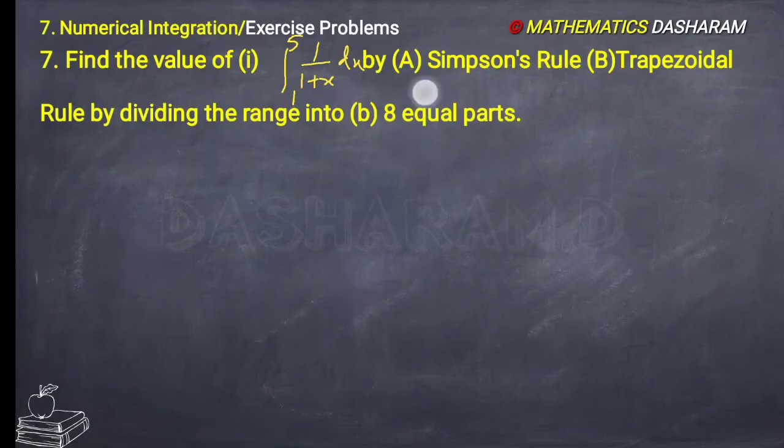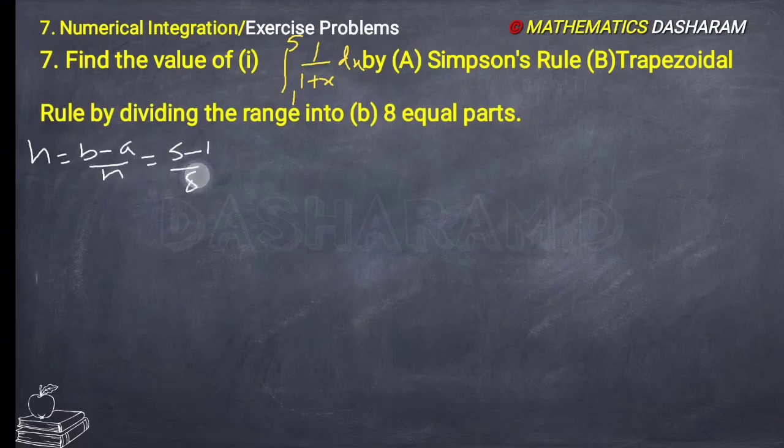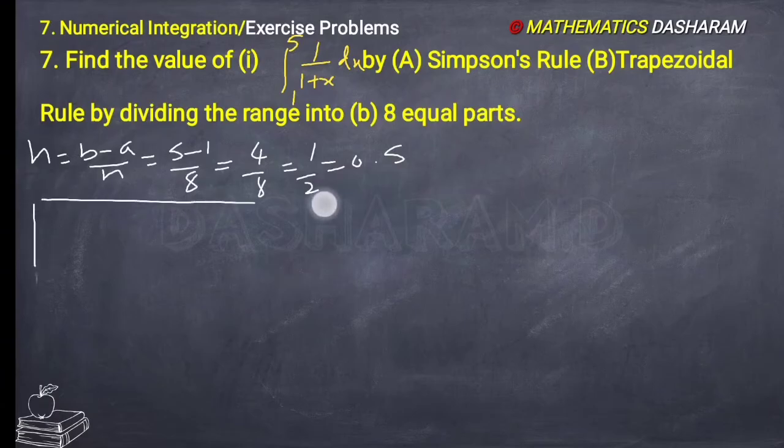Next, the B question is 8 equal parts. The function is the same but the number of equal parts is 8. So h equals b minus a divided by n. So 5 minus 1 divided by 8. 4 divided by 8 is equal to 1 by 2. So it is 0.5. So let's draw a table.